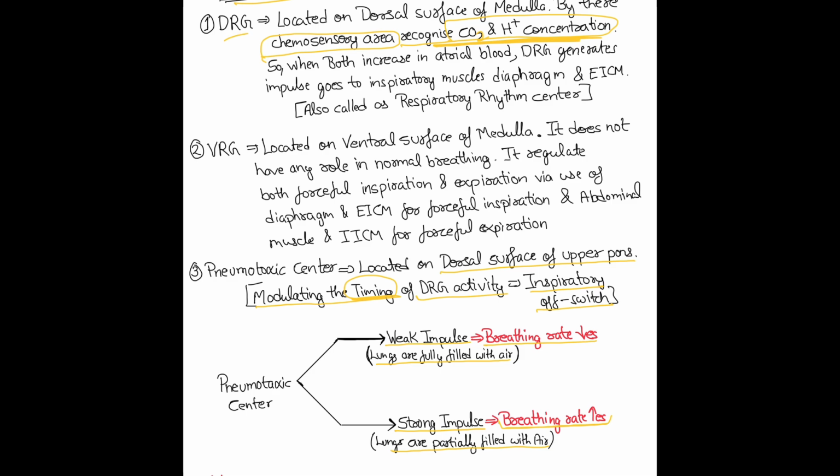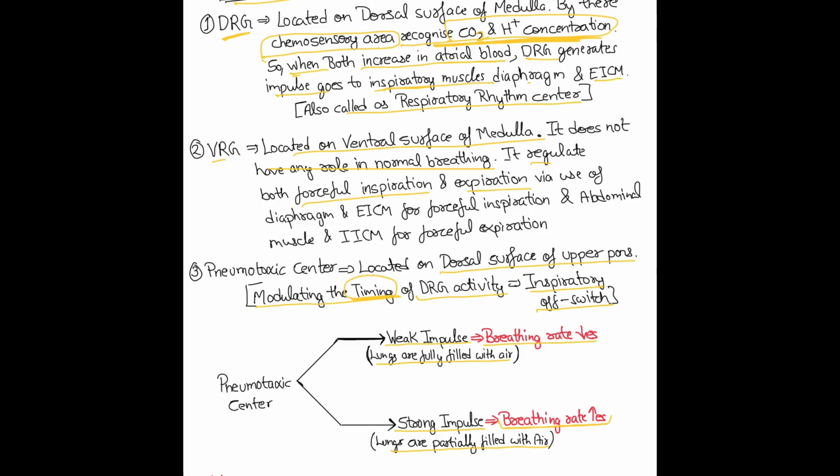The DRG is located on the dorsal surface of the medulla. By these chemosensory areas it recognizes CO2 and H plus concentration. So when both increase in arterial blood, the DRG generates impulses that go to the inspiratory muscles, diaphragm and external intercostal muscles, and is called the respiratory rhythm center. Then the VRG is located on the ventral surface of the medulla. It does not have any role in normal breathing, as I already told you.